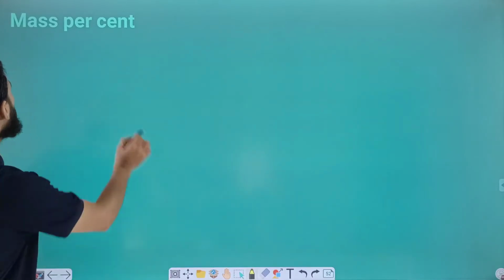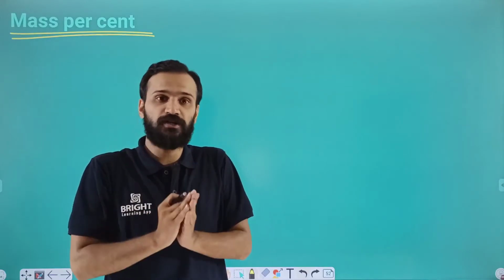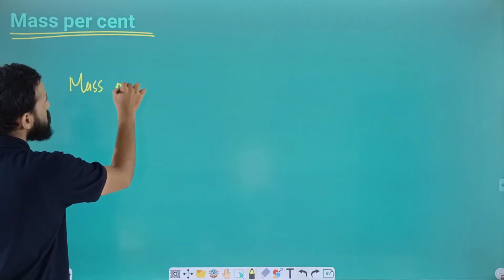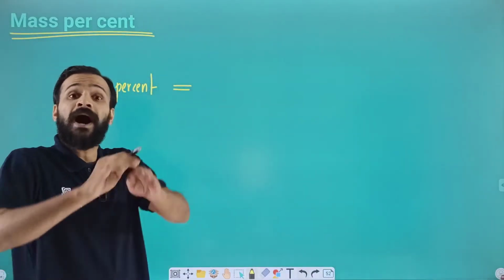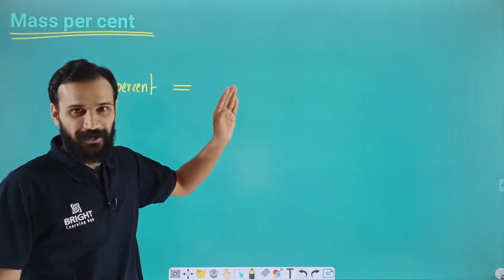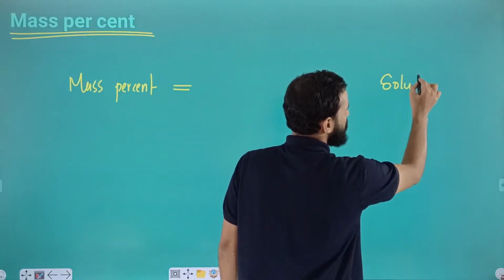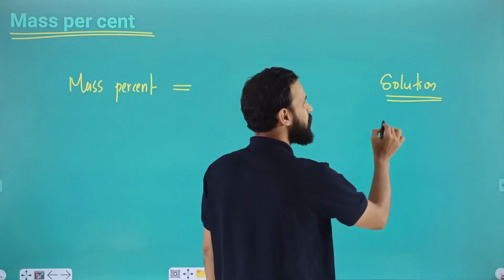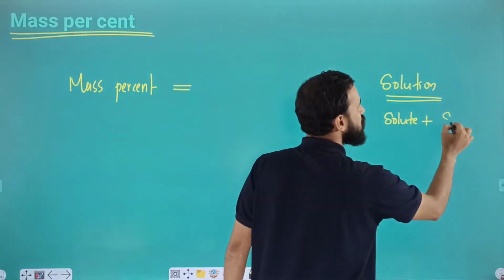So the first one is mass percent. To calculate the concentration of a solution in terms of mass percent, we have an equation. Mass percent is equal to mass of solute. Already you know solution is nothing but solute plus solvent, isn't it? If you are taking a solution, at least two components will be there: the lowest component is called the solute, and the component which is in excess amount is called the solvent.